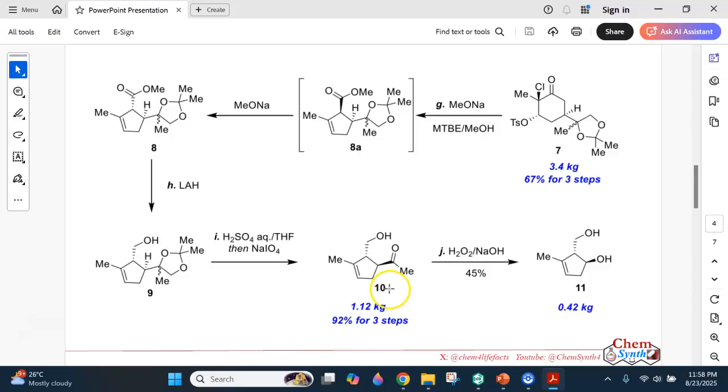And here this oxidation reaction to the alcohol molecule was performed by using hydrogen peroxide in presence of sodium hydroxide. And after column purification, they obtained this molecule with 45% yield at this step. So significant drop of yield happened at this step.